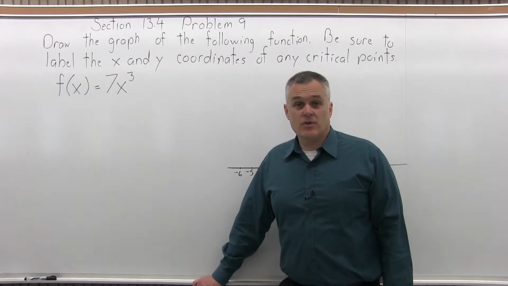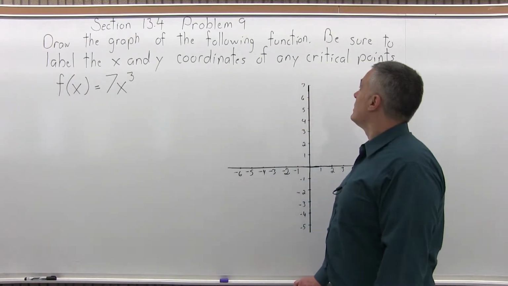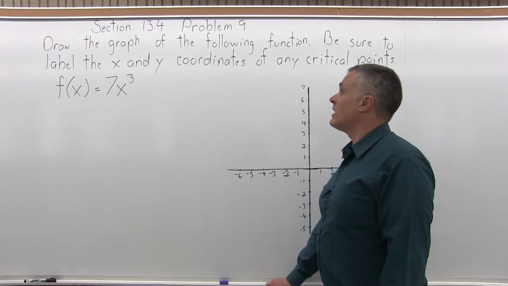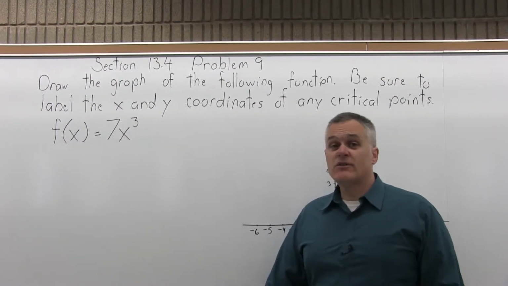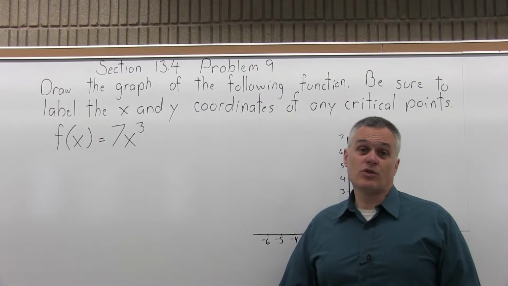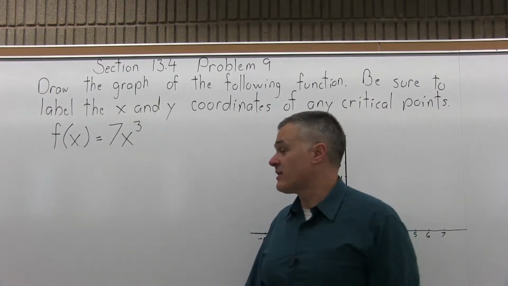This is Section 13.4, problem number 9. It says, draw the graph of the following function. Be sure to label the x and y coordinates of any critical points. So our function is f of x equals 7x to the third, or we would say 7x cubed. So it's a 7-step process to draw the graph.